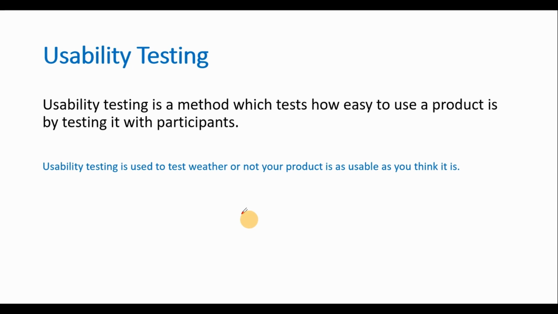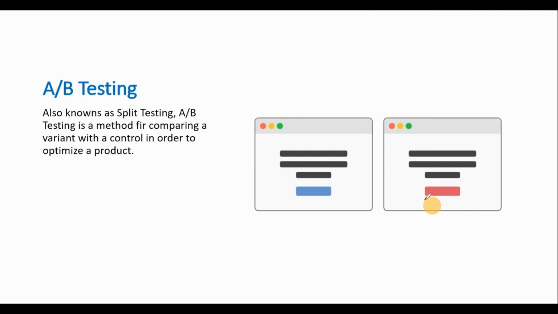And the other note which I have here states that usability testing is used to test whether or not your product is as usable as you think it is. So that's one of the points you need to keep at hand. The second part is A/B testing, also known as split testing. A/B testing is a method for comparing a variant with a control in order to optimize a product.